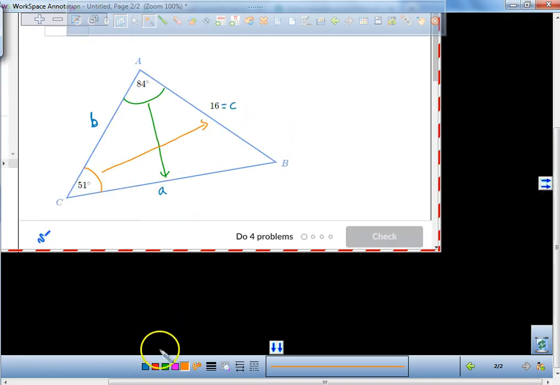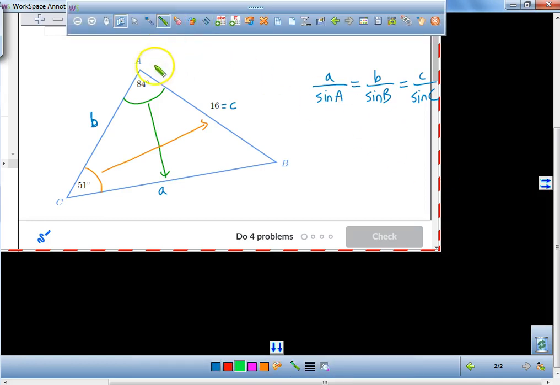Now, from your previous picture that I had, it's a over sine of capital A equals b over sine of capital B equals c over sine of capital C. We're not going to use all three. All we have to use is 2 out of the 3. So which ones do you think we're going to be utilizing? I'm not going to give you any hints whatsoever. What do you think?